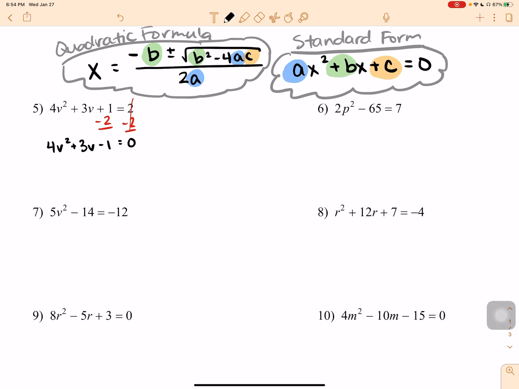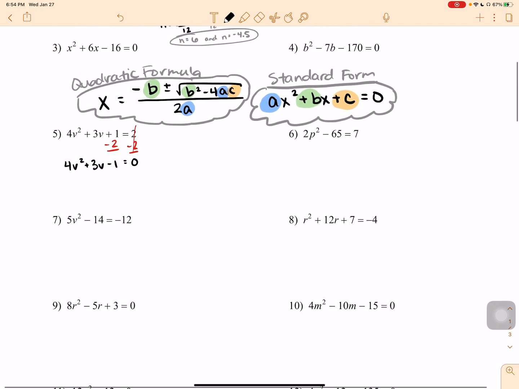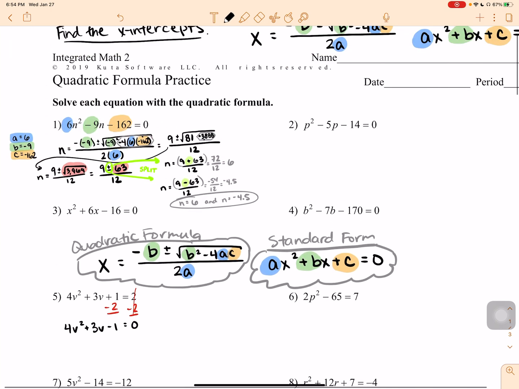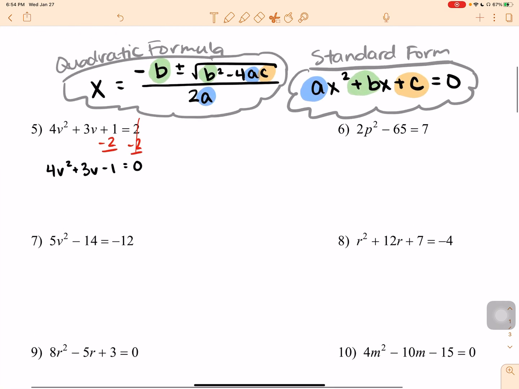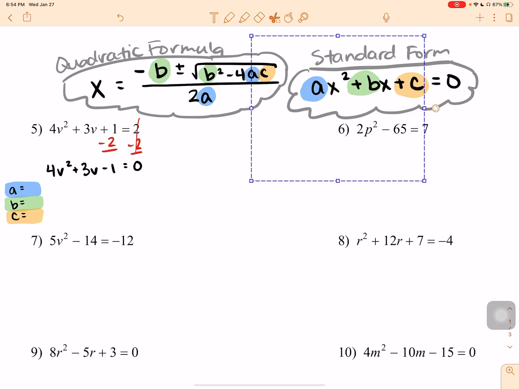So what we can do here is practice stating A, B, and C. That's the most important part, and then you just have to plug everything in. So what I want you to do is try this on your own, pause the video, and try to determine A, B, and C according to the standard form over here.